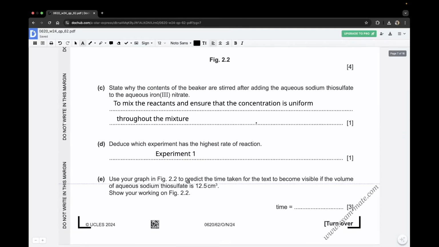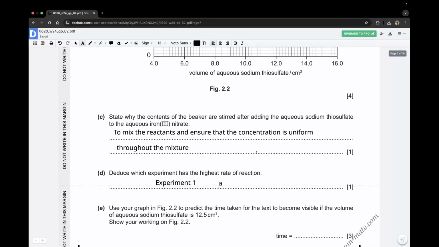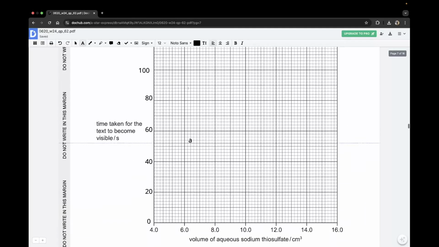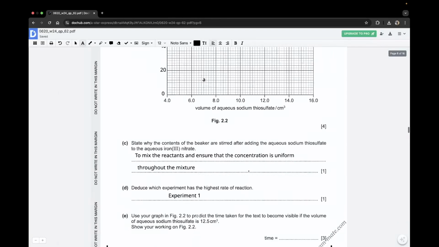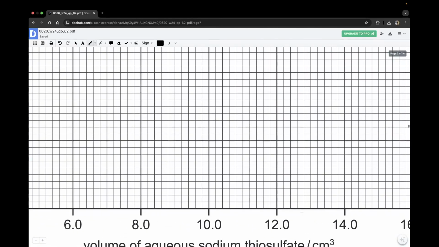Now use your graph in figure 2.2 to predict the time taken for the text to become visible if the volume of aqueous sodium thiosulfate is 12.5 centimeter cube. So what you should do here is you should have had that smooth curve, which I was not able to draw here, and just draw a line from 12.5 here. Okay, 12.5.